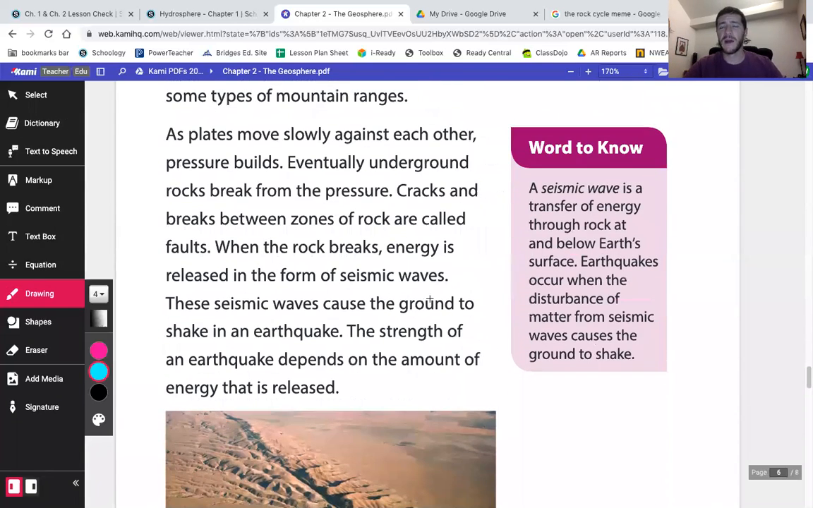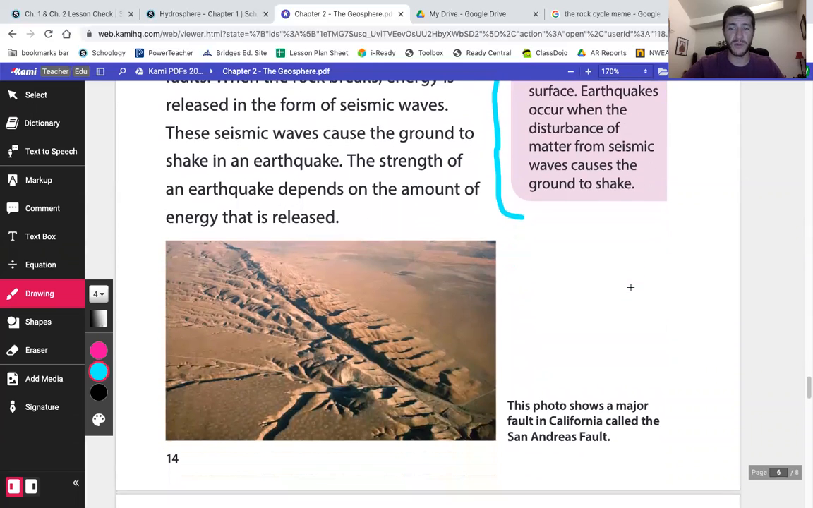All right. Now, part right here, we're going to have words to know. We have this phrase called a seismic wave. A seismic wave is a transfer of energy through rock at and below Earth's surface. Earthquakes occur when the disturbance of matter from seismic waves causes the ground to shake. Okay, so that's a large buildup of pressure. The strength of an earthquake depends on the amount of energy that is released.